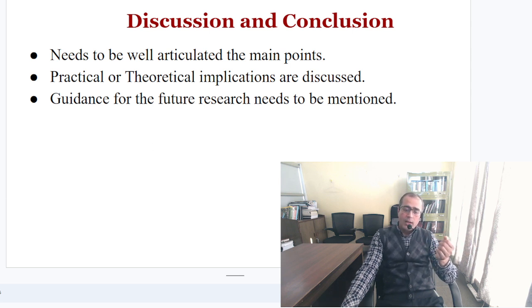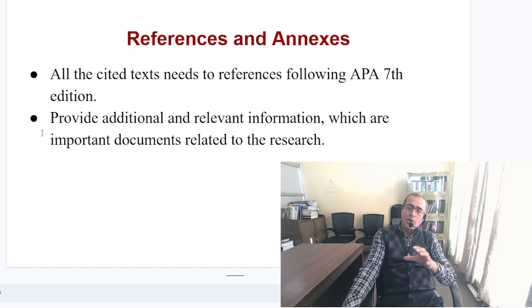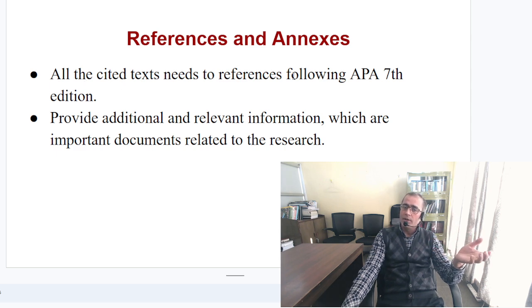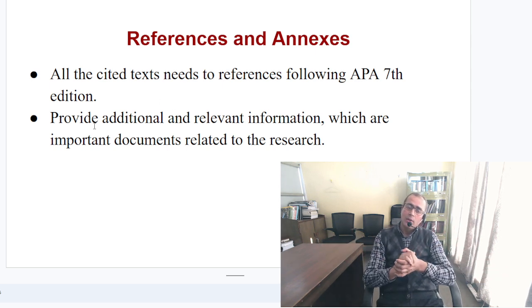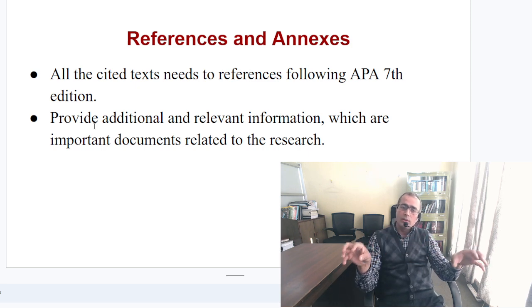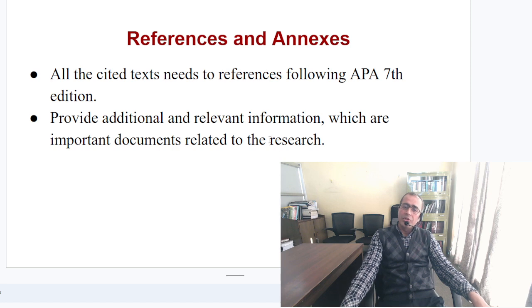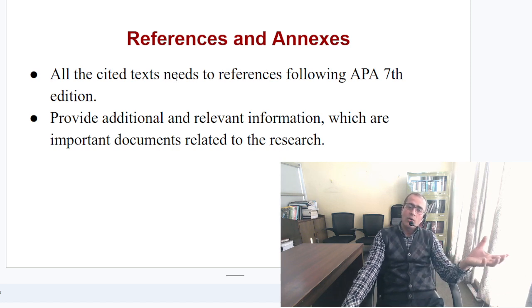Okay, now next one, friends, is all about your references. Don't forget to reference all the cited texts. All the cited texts need to be referenced following the proper format. And next one is that sometimes we might have detailed information sections which you cannot include in the main body of the research paper. Then you could annex these documents, friends.